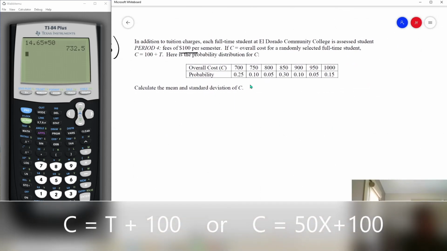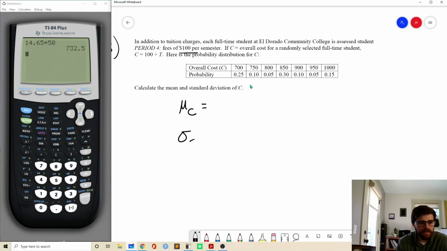All right, again, we want to find the mean of this new random variable, which we're calling C for overall cost, and the standard deviation of that overall cost. Cool, so maybe flashback to what we talked about when we did this the first time. We talked about transforming variables.